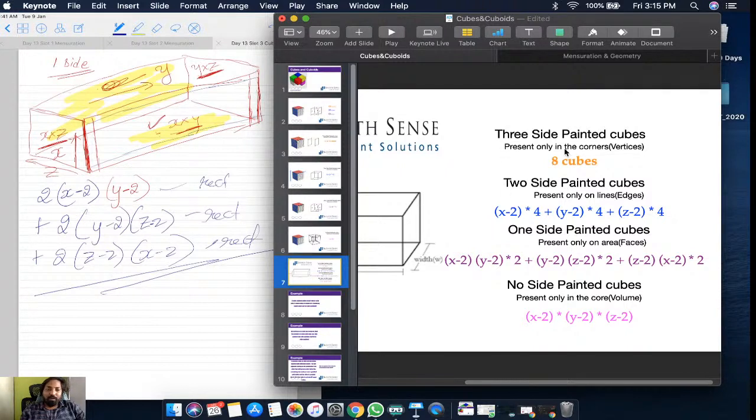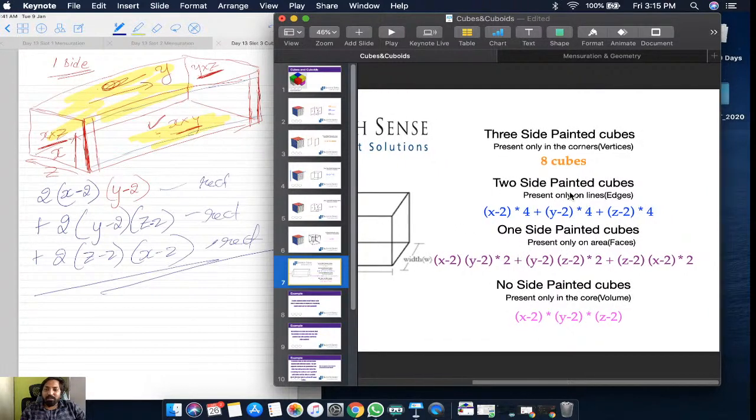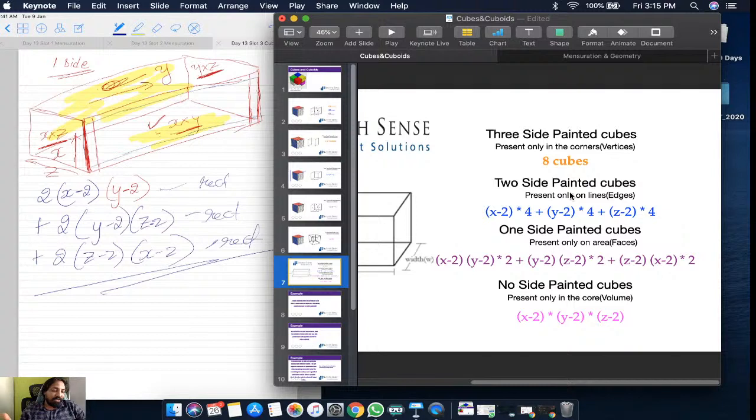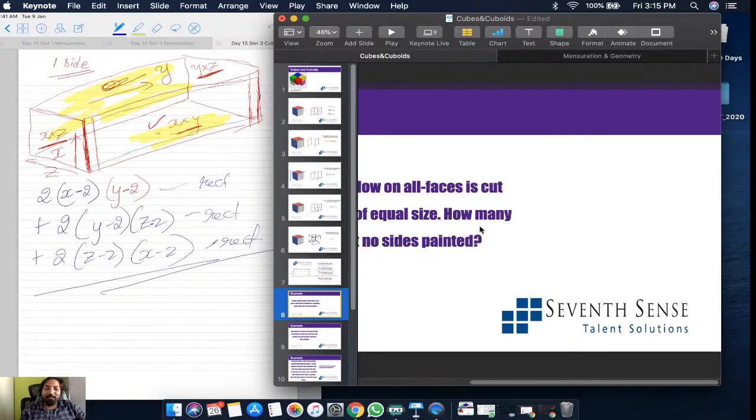Correct. Now look at this. You can probably take a screenshot of this. These are the formulas, and I tried to explain the logic. I'm running out of time. Let's do some problems.